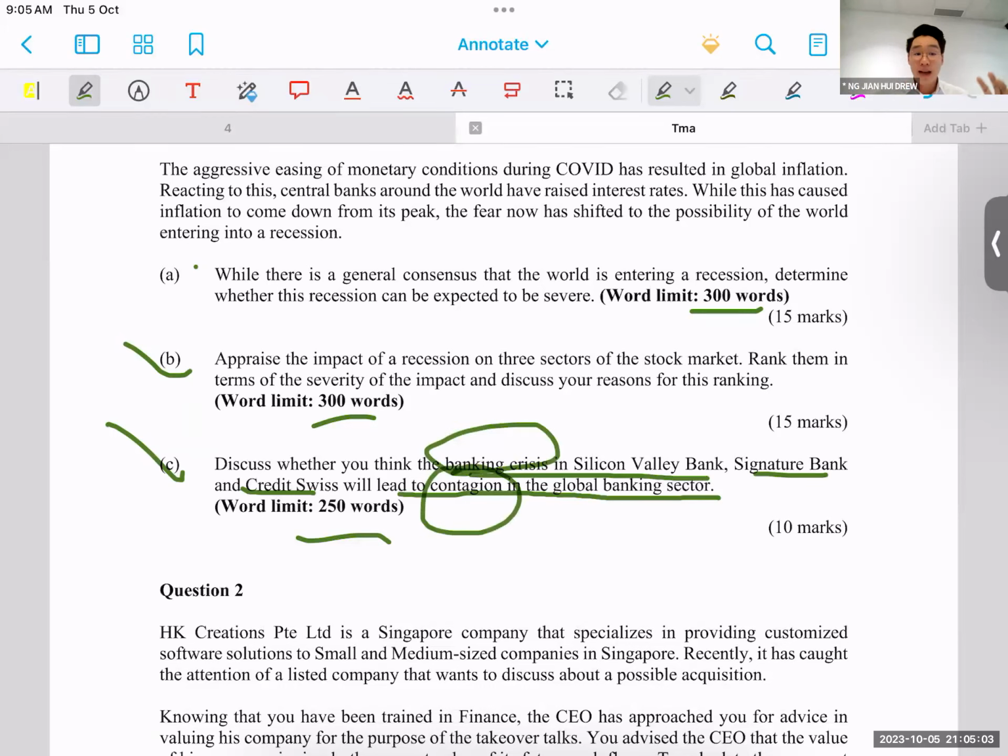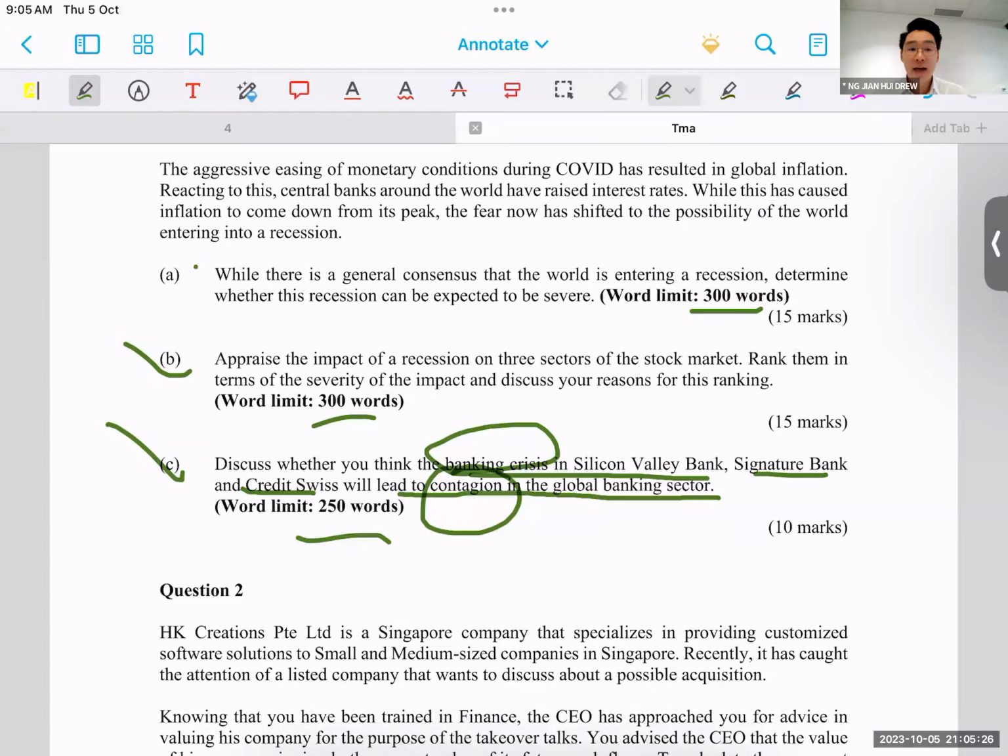So it's about the banking crisis and contagion. That's what we are focused on, not what happened to Credit Suisse or Silicon Valley. Yes, you need to know what happened so that you can explain whether it will result in a contagion, but not necessarily describe what happened. Everyone understand the difference?